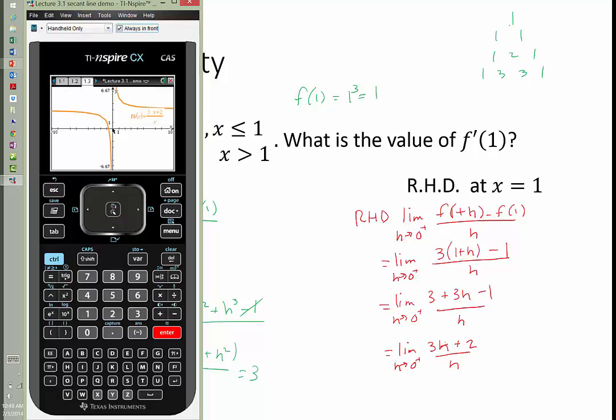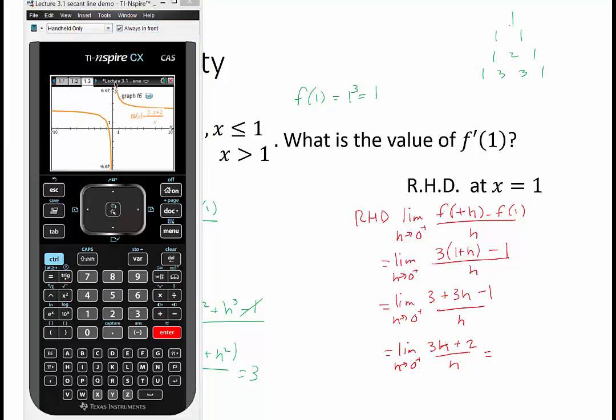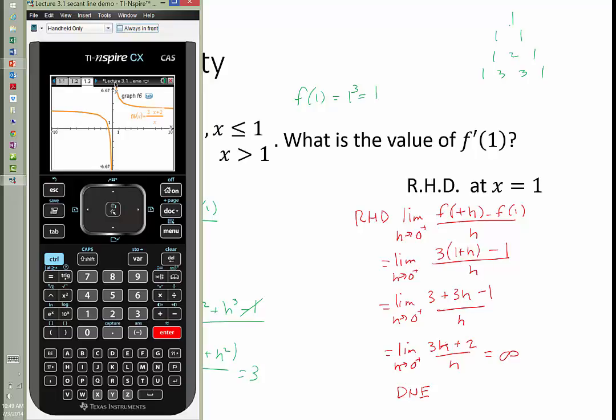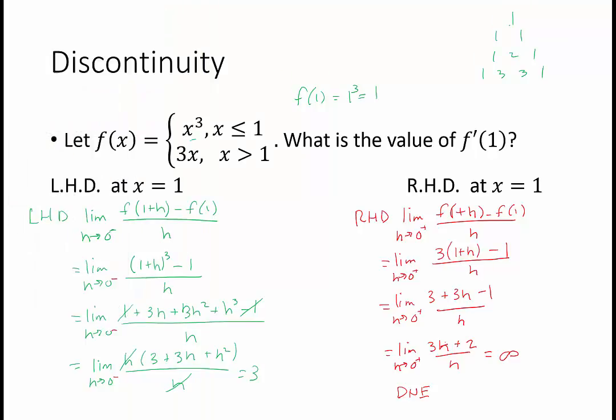And what happens as h gets close to 0 from the positive side? You'll see that this function is zooming off towards infinity. This is equal to infinity. Infinity, not 8. Infinity. Or we could say that this limit does not exist. But we already had said that in order for the derivative to exist, these two have to agree. Well, if this doesn't exist, these limits can't agree. Our conclusion is therefore f prime at 1 does not exist.